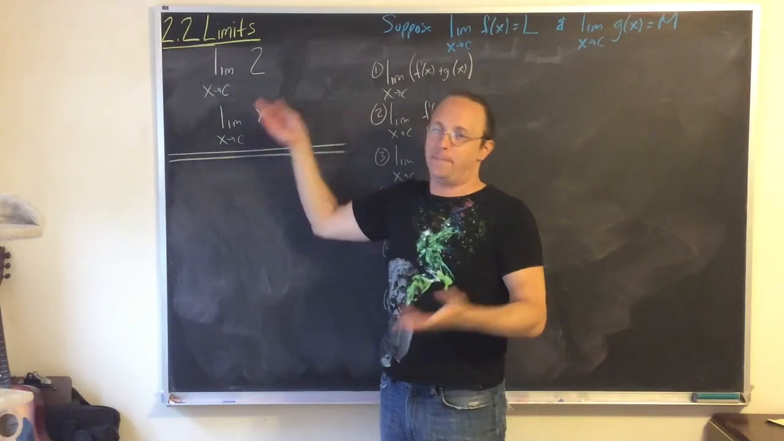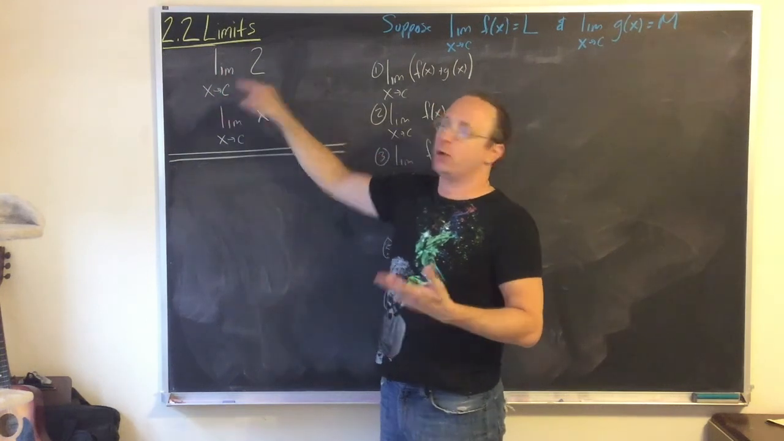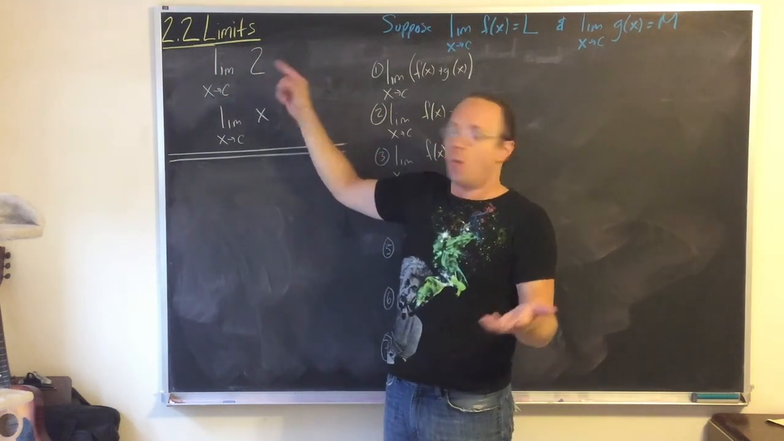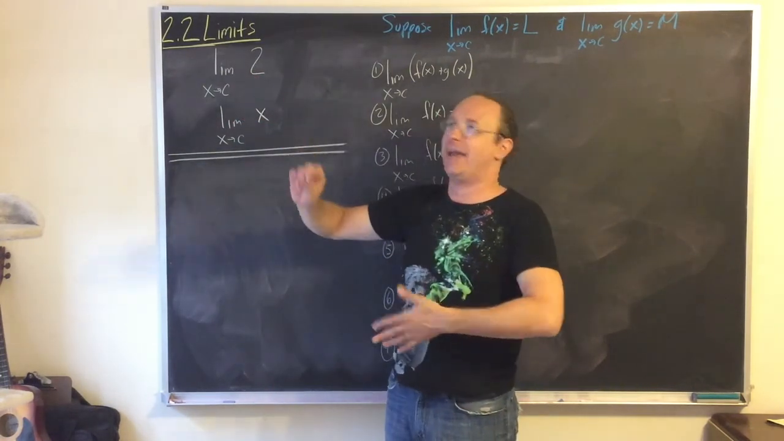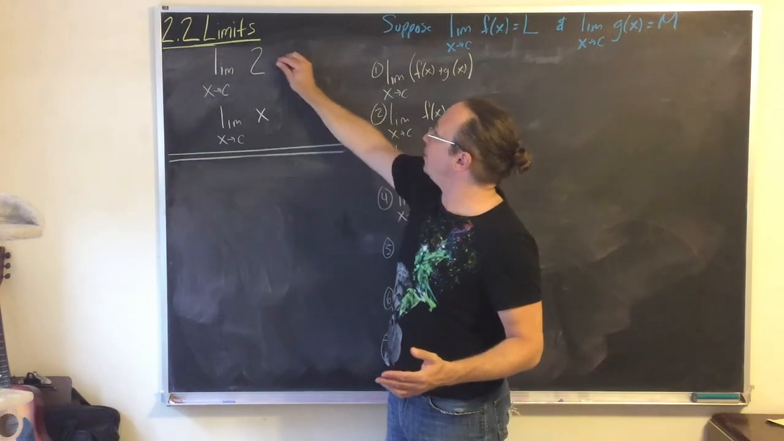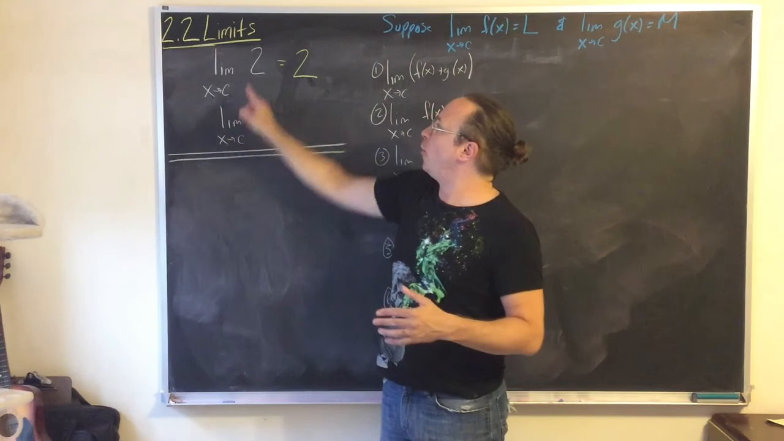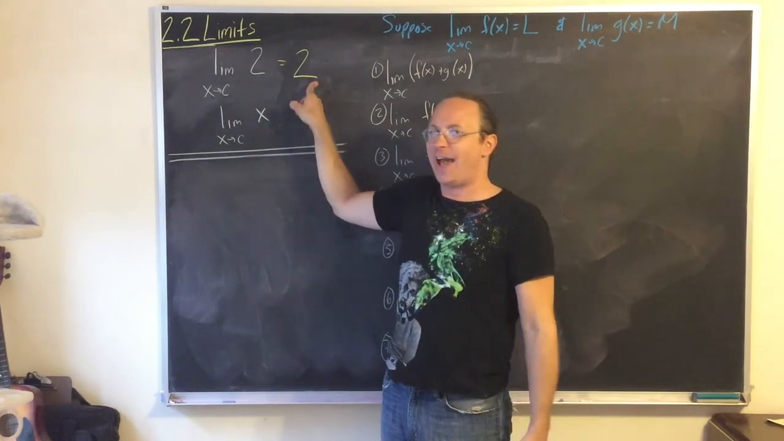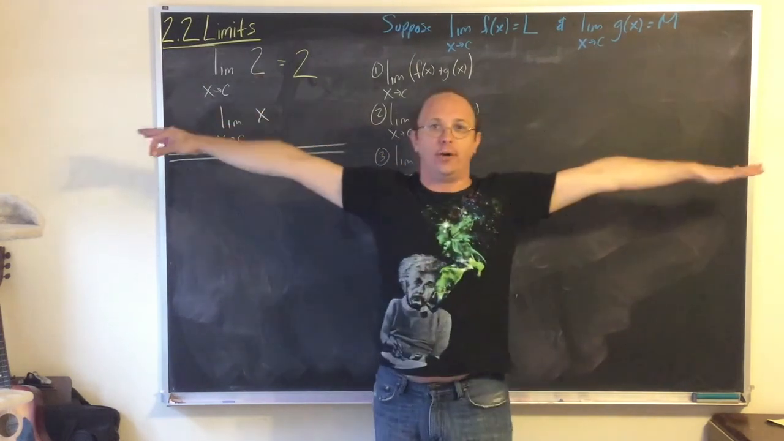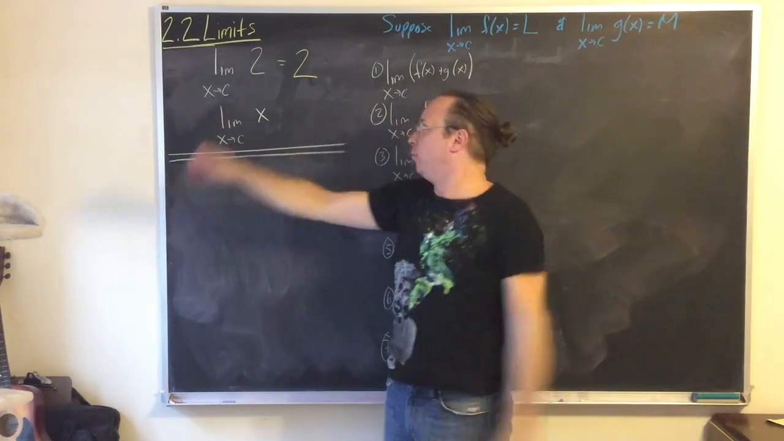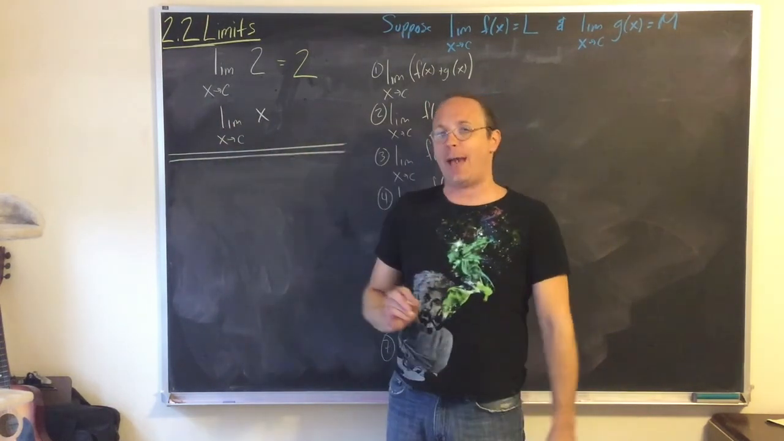We're going to start with two basic limit laws that make pretty good sense. The first one is the limit as x approaches c of the number 2. Well, as x gets close to 7, as x gets close to 12, as x gets close to negative 43, what's going to happen to the number 2? It's going to stay the number 2. So the limit of a constant is in fact just that constant. All right, well, sure. Basically, imagine a horizontal line. I don't care what x you're close to. The value's 2.